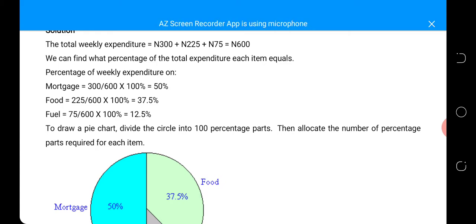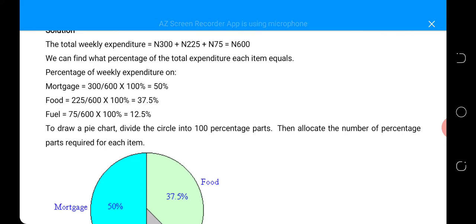For food, the expenditure on food is 225 naira, divided by the total expenditure, which is 600 naira, multiplied by 100%, gives 37.5%. For fuel, 75 naira, which was spent on fuel, divided by 600 naira, which is total expenditure, multiplied by 100%, gives 12.5%.